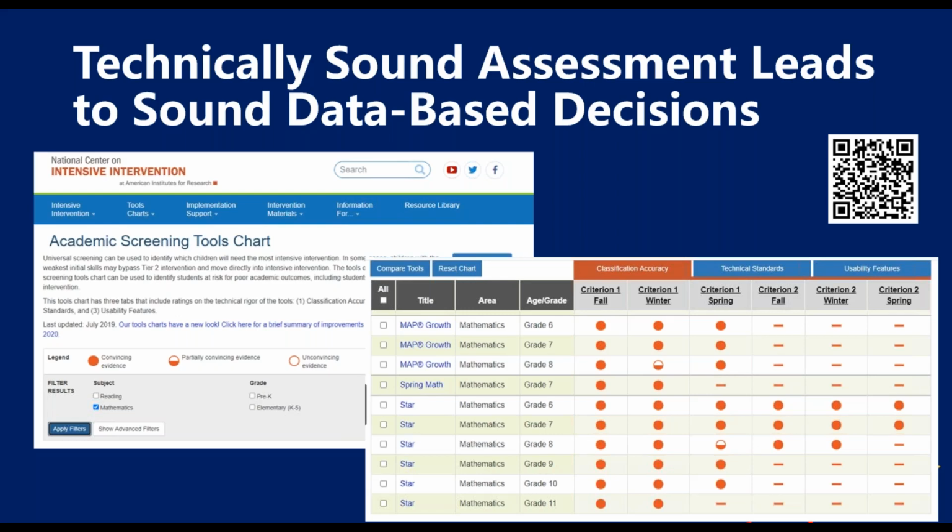With the right assessment tools and guidance on how to use them, teachers can make sound, data-based decisions about who needs intensive intervention, when to make instructional changes, and what skills to focus on. So what is universal screening and how does it fit in the DBI framework?